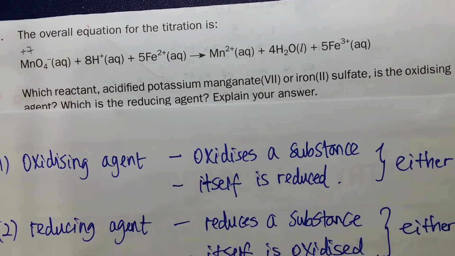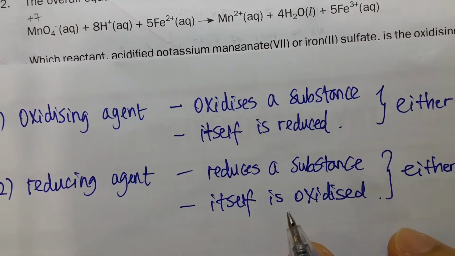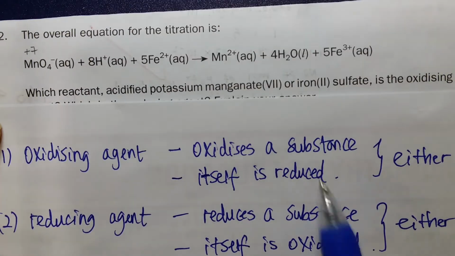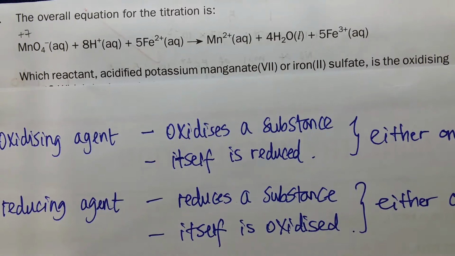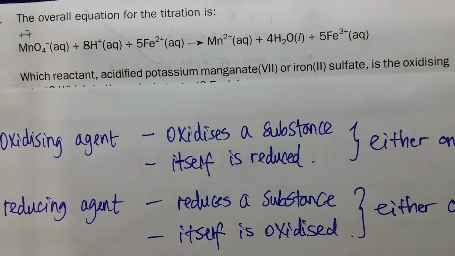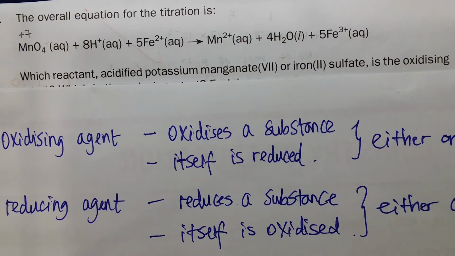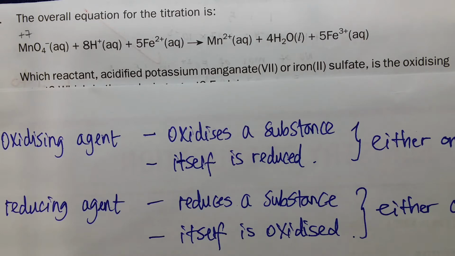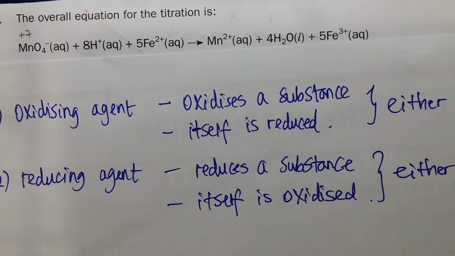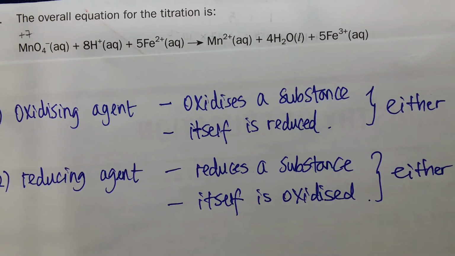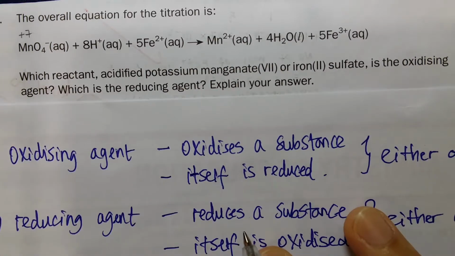Now, as you know, two things can happen to an oxidizing agent. An oxidizing agent either oxidizes a substance or it itself is reduced. So when it comes to explanation, you need to explain only one. You choose whether you want to explain the oxidizing agent from the perspective of oxidizing a substance, or from the perspective of itself, that means the oxidizing agent itself is reduced. And likewise for a reducing agent, it reduces another substance or it itself is oxidized. So you only choose one of these perspectives in order to explain. Now, first of all, which substance is the oxidizing agent?